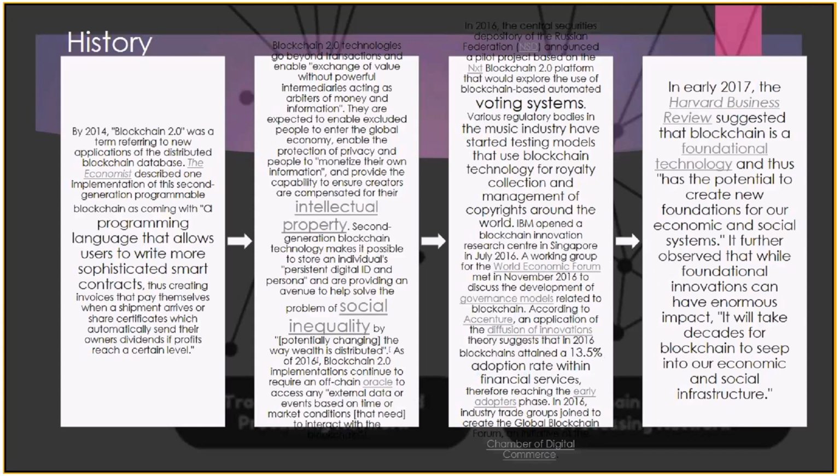Now let's come to the other areas where Bitcoin is being used right now. With 2.0, Bitcoin is used as a programmable language that allows users to write more sophisticated smart contracts. I told you what a contract is. The chain is a contract. Then there is intellectual property rights.